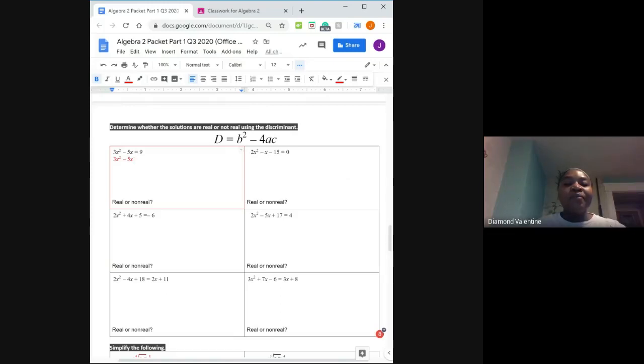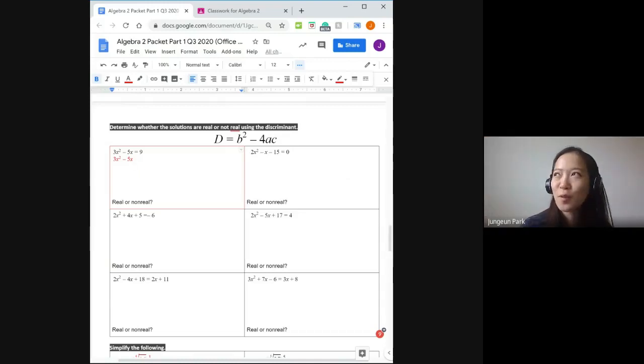So it would be plus 5x, and then you put the other 5x next to the 9, and so they cancel. Okay. So you're trying to isolate x squared. That's what you're trying to do, right?